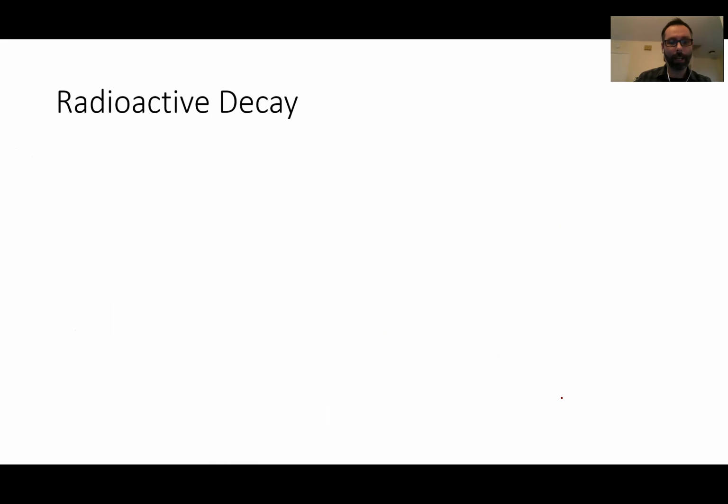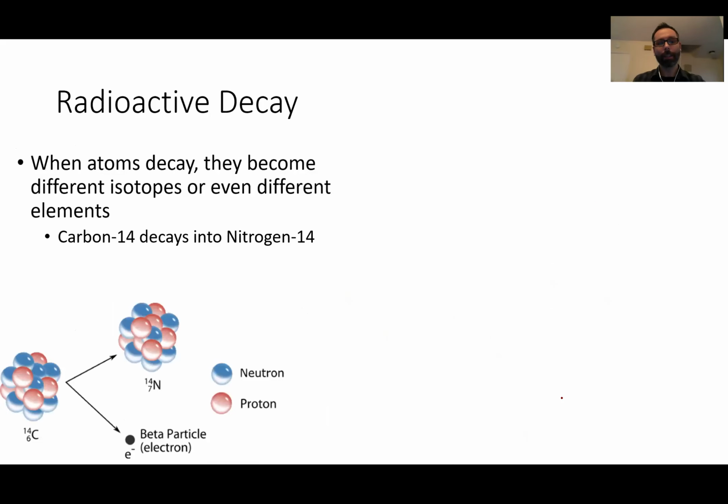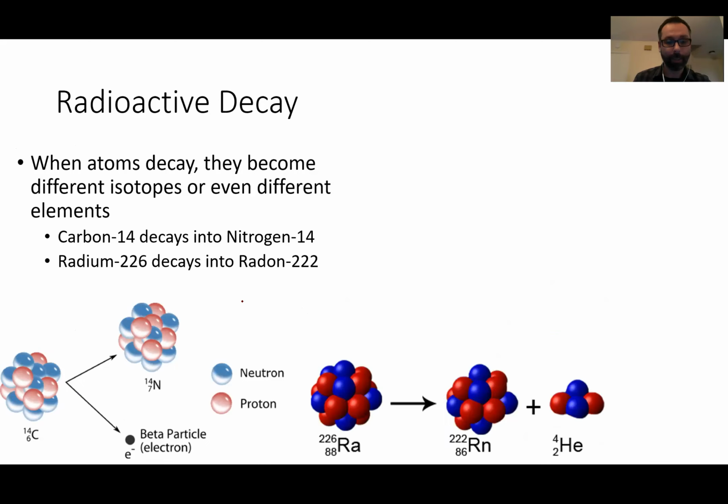Now, again, one thing that I wanted to point out is that when they decay, they become different elements or different isotopes. Carbon-14, which is this one, is going to turn into nitrogen-14 when it loses an electron. And you don't really need to know how exactly it happens again, but it changes itself. Radium-226 decays into radon-222 when it loses an alpha particle.